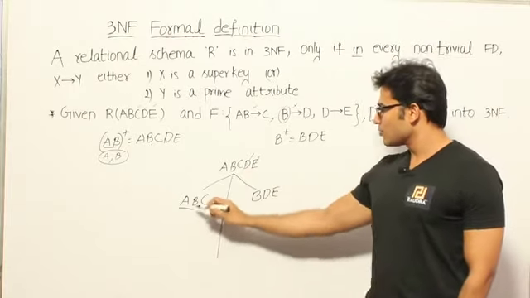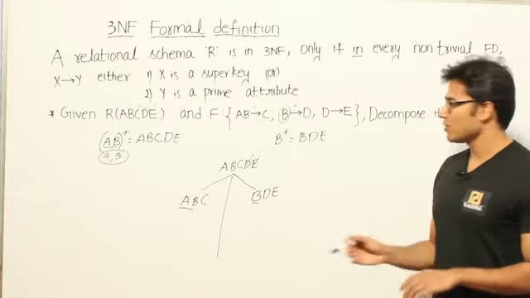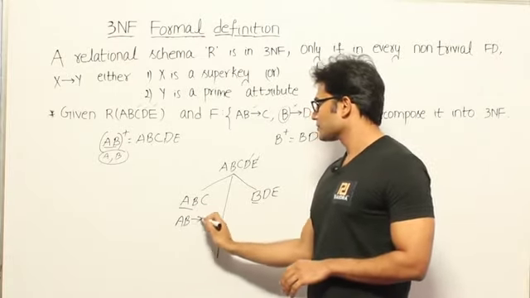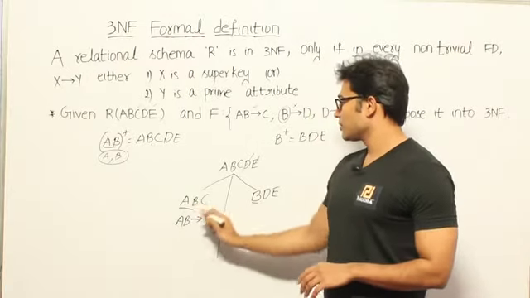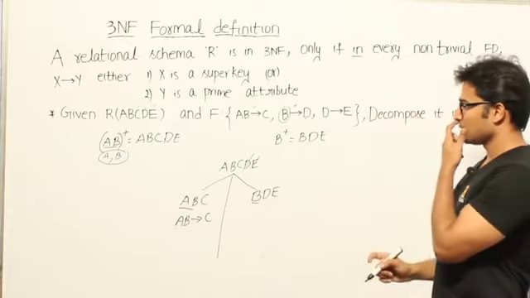Now after you decompose like this, you have to rearrange the functional dependencies accordingly. Now the functional dependency AB determines C will be here. This is a new table and these are the functional dependencies which are applicable on that. Now what about the other one?